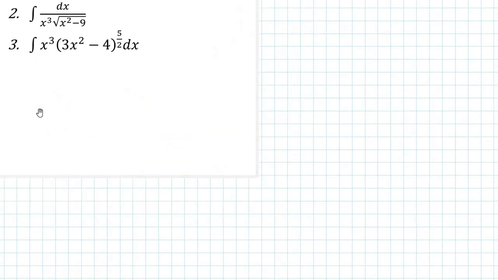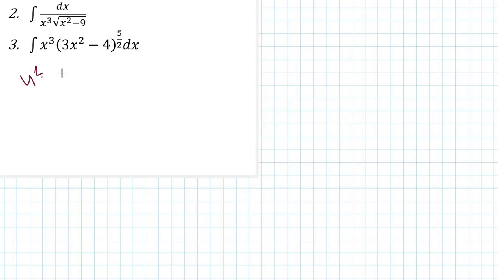So try to work now on number 2. Pause the video and try to answer number 2. I'm only going to provide the basis for substitution, the substituted integrand, and then the final answer afterwards. So pause the video and try to answer number 2. I'm assuming you already did. So let's have here our basis for the substitution.